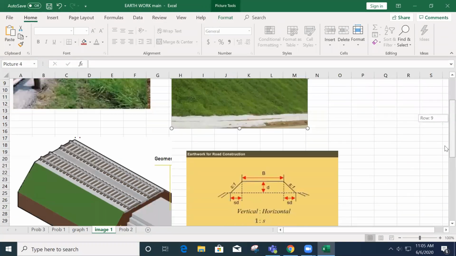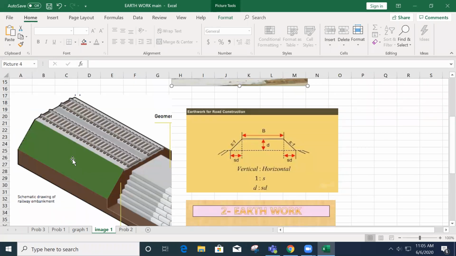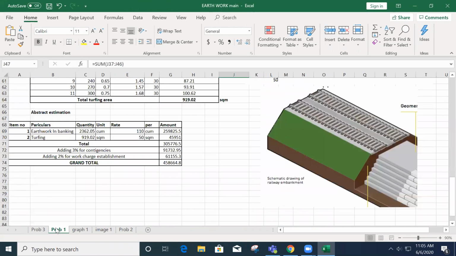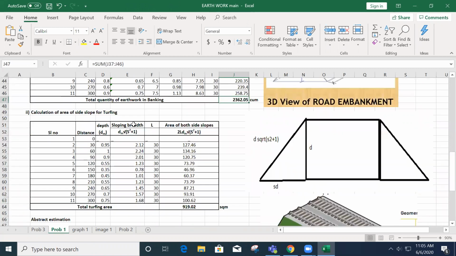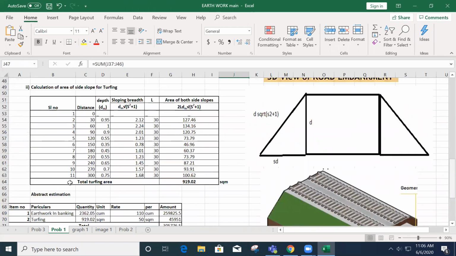On both the sides, this turfing can be done and it will be done only for the banking. That is filling. Since in the given problem, from the starting point till the 300 meter, everything is banking and in between there is no cutting. So for that purpose, we have to prepare this table.